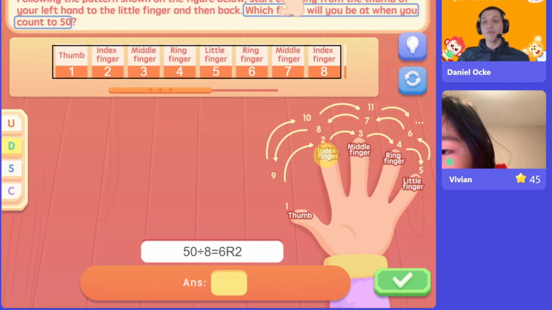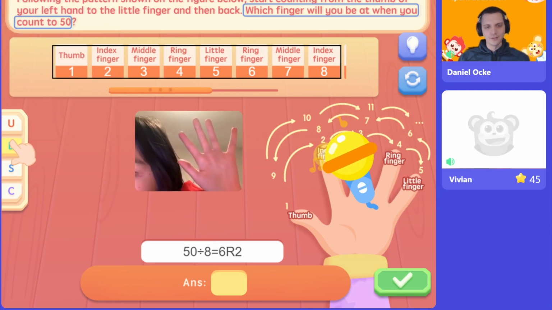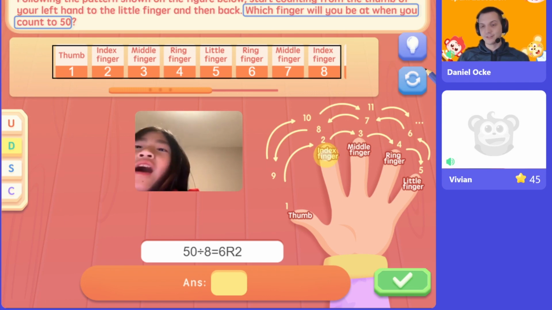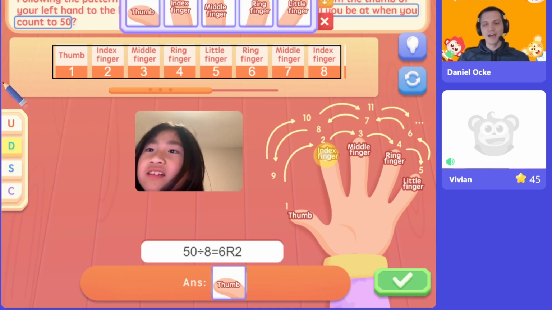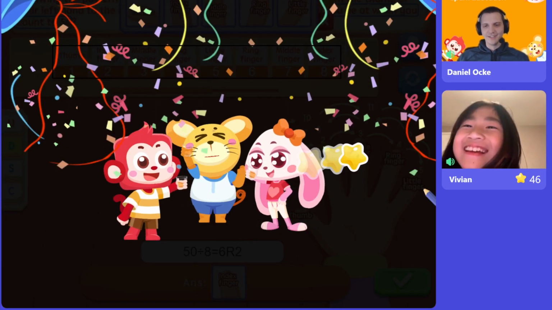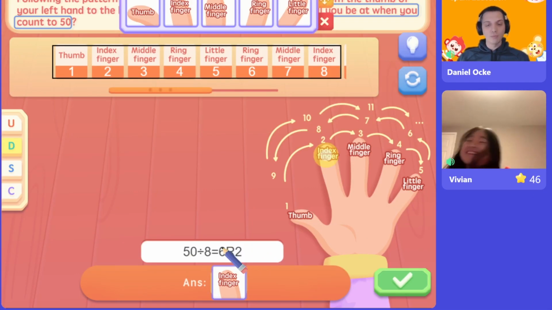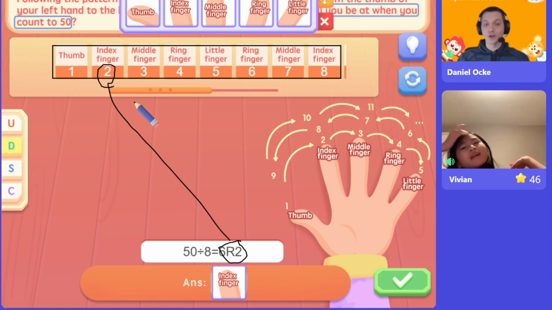If we have the remainder of 2, what finger are we going to end on? Vivian, what finger are we going to end on if our remainder is 2? Absolutely, good. Go ahead and select the index finger in the answer down there for us. Oh, not the thumb, the index finger. Good, wonderful. Remember, in that pattern, the remainder of 2 tells us we are at the second finger in our pattern, which was our index finger. Good job with that.